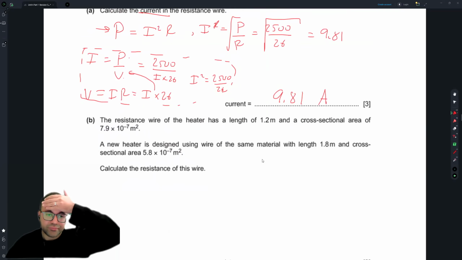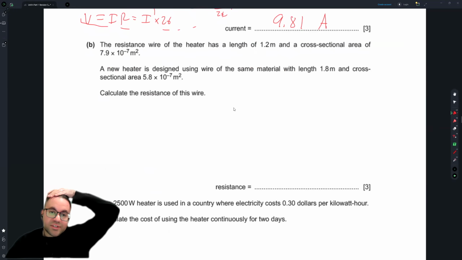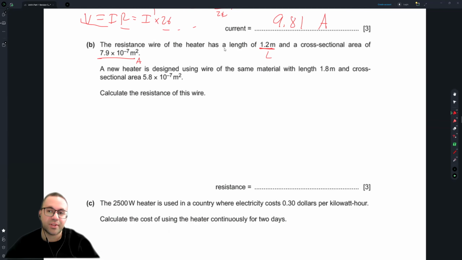Next. The resistance wire of a heater has a length of 1.2 meters. So this is the length. An area, oh, thank God he used the area, of 7.9 times 10 to the power of -7. By the way, this is a challenging question, okay? A new heater is designed using wire of the same material with a length of 1.8. Ooh, the length increased. And a cross-sectional area of 5.8. Oh, and the area decreased. Calculate the resistance of this wire.